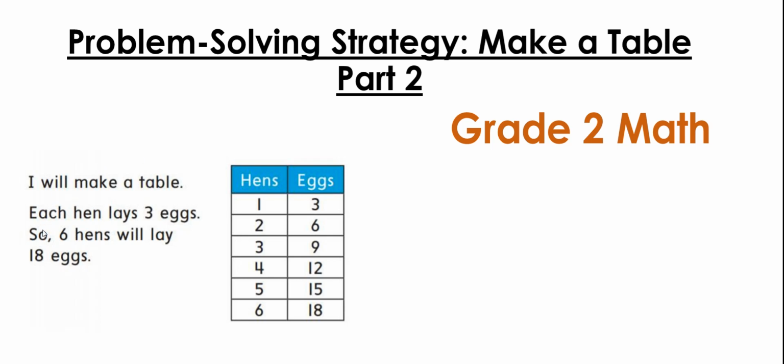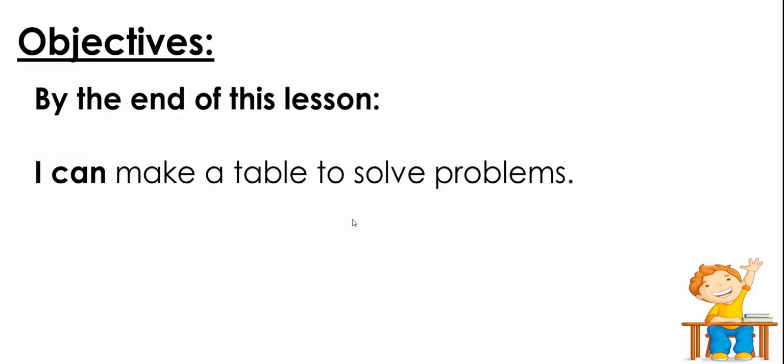Let's read this problem together. I will make a table. Each hen lays 3 eggs. So 6 hens will lay 18 eggs. And this is the table. We're gonna find out how we solve this problem. So we're gonna learn that in the lesson today. By the end of this lesson, you're gonna be able to say, I can make a table to solve problems.